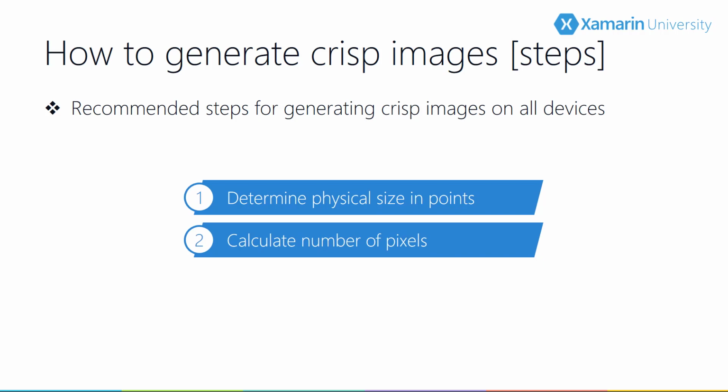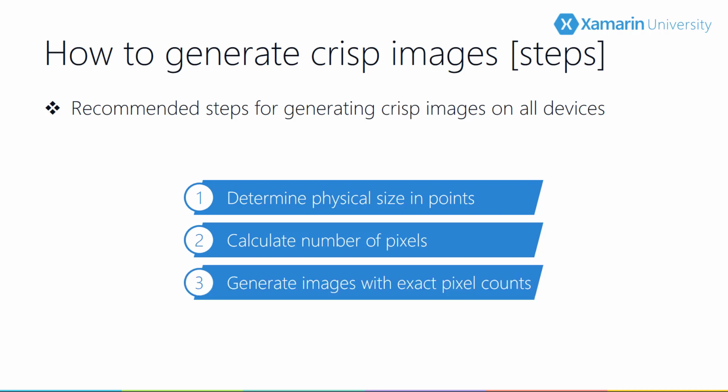So I know on 1x devices, it will be the same amount as the points. On 2x devices, it will be double the points. And on 3x, it will be triple the points. So make those calculations and then have your designer or yourself create assets at those exact pixel counts. So kind of going through the steps.